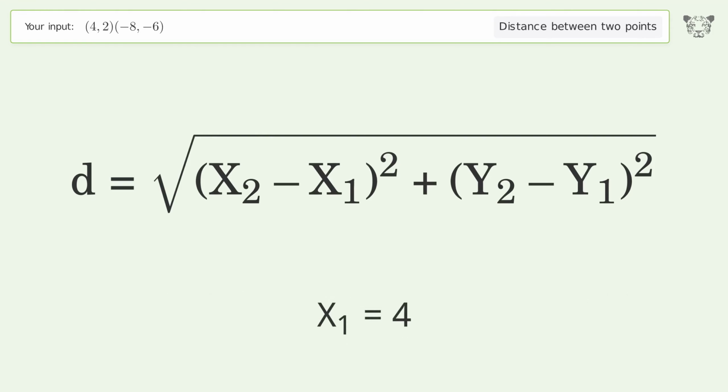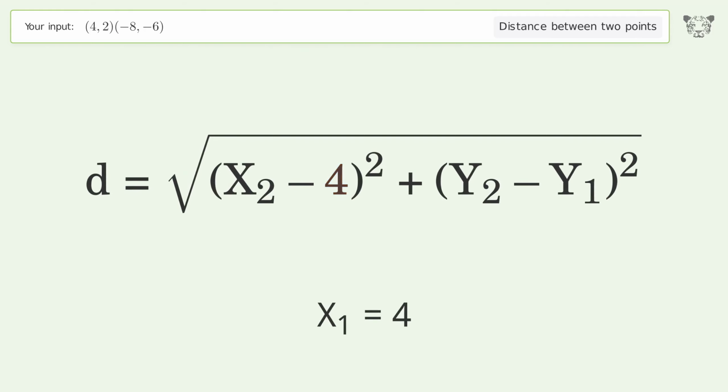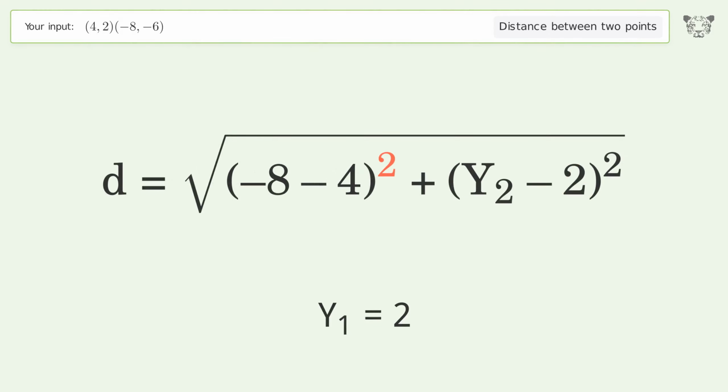x1 equals 4. x2 equals -8. y1 equals 2. y2 equals -6.